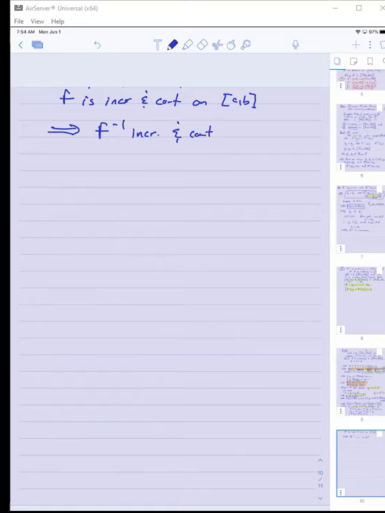Okay, so just to reiterate here, if you got lost in all that, we've definitely just proven that if f is increasing and continuous on a to b, then we have a very well-behaved f inverse function, which is also increasing and also continuous on its domain, which will be f of a to f of b.